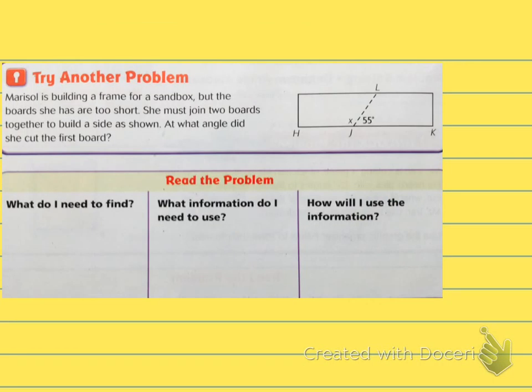All right, boys and girls, let's try another problem. Marisol is building a frame for a sandbox, but the boards she has are too short. She must join two boards together to build a side as shown. At what angle did she cut the first board? So let's take a look.